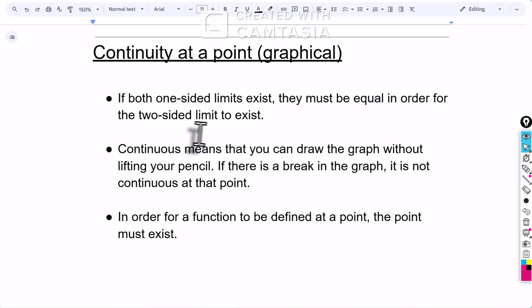If both one-sided limits exist, they must be equal in order for the two-sided limit to exist. Continuous means that you can draw the graph without lifting your pencil. If there is a break in the graph, it is not continuous at that point. In order for a function to be defined at a point, the point must exist.